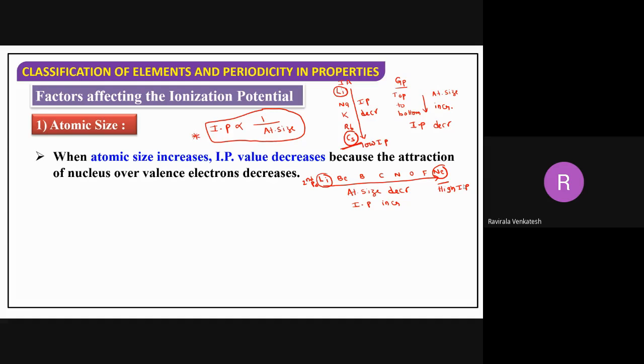So cumulatively, if you observe groups and periods, it increases from left to right and decreases from top to bottom. Now which element has very low ionization potential? Rubidium? Cesium. Top to bottom decreasing, left to right increasing. Which has the lowest ionization potential in the entire periodic table? Cesium.